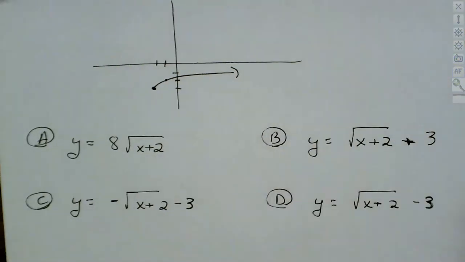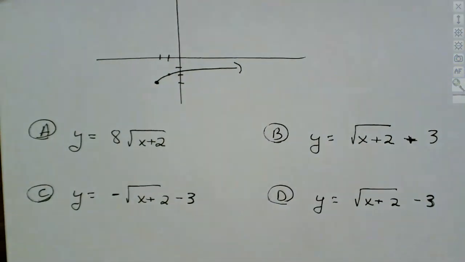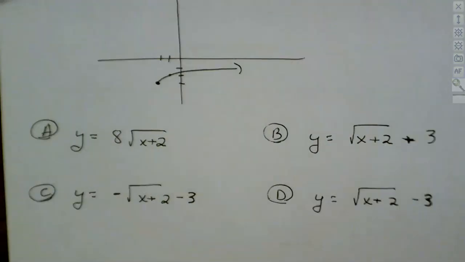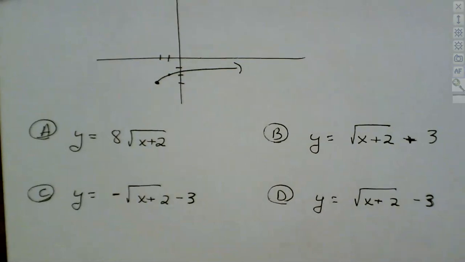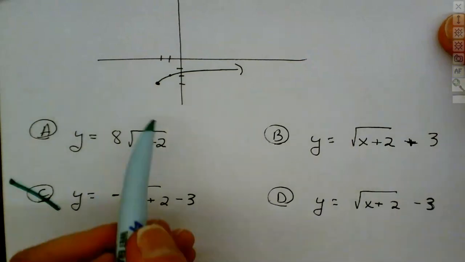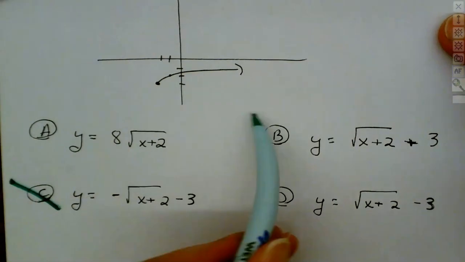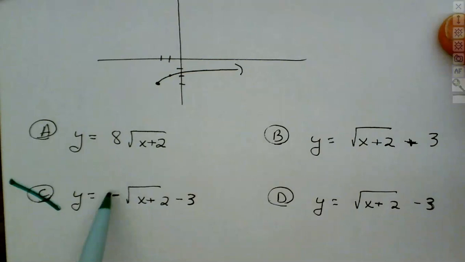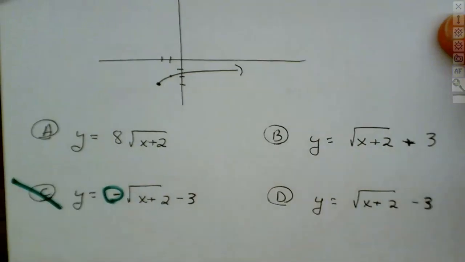So I've got 4 choices. We know they're all square root graphs. Which one of these can I eliminate? Okay, I can eliminate choice C. Why? Yep, because it's negative, and that would look like this. See, it would be upside down, wouldn't it?